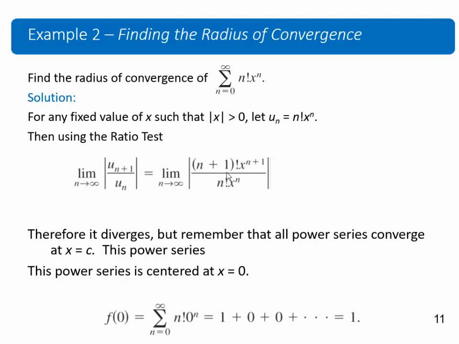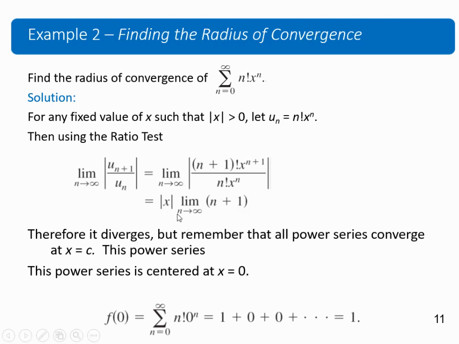And then when we simplify that expression, n plus 1 factorial divided by n factorial will leave you with n plus 1, and then x to the n plus 1 divided by x to the n will leave you with just 1 x. Now we can factor out that x, and we will leave it in absolute values because we don't know what the x values are. So since it's a variable, we will keep it in the absolute value.